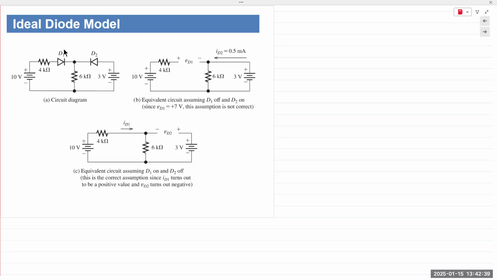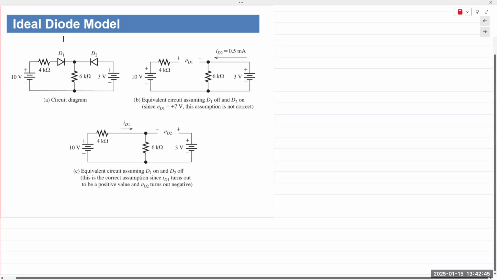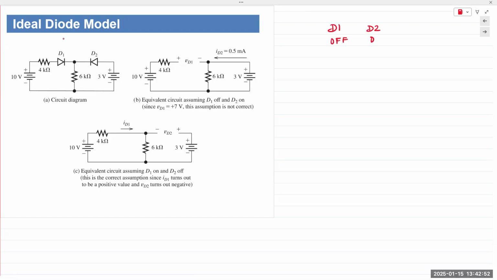But let's just say I go with the silent majority, which are telling me that D1 is off and D2 is on.